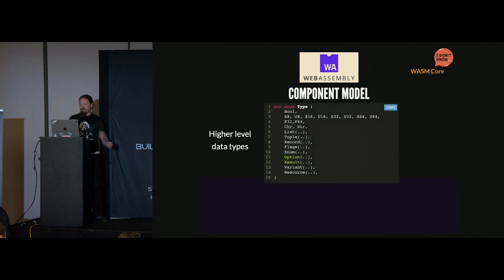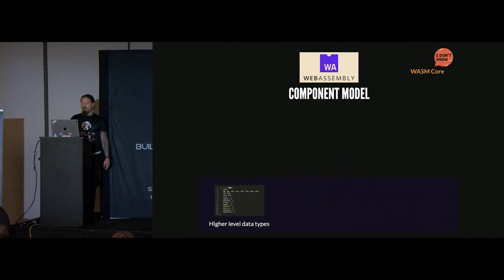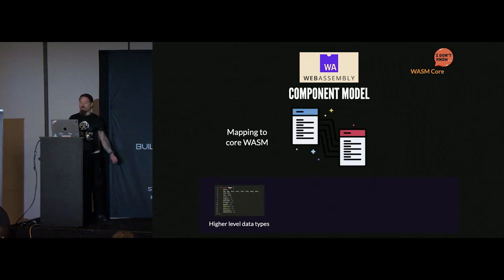And that's where the component model comes into the picture, and it defines many things. One of these things is it defines higher level data types for you, for example, lists and records and variants and a lot more. In addition to that, it also defines how these higher level data types are mapped to the core WebAssembly standard. How you can pass them as parameters, how you have to lay them out in memory, and so on.